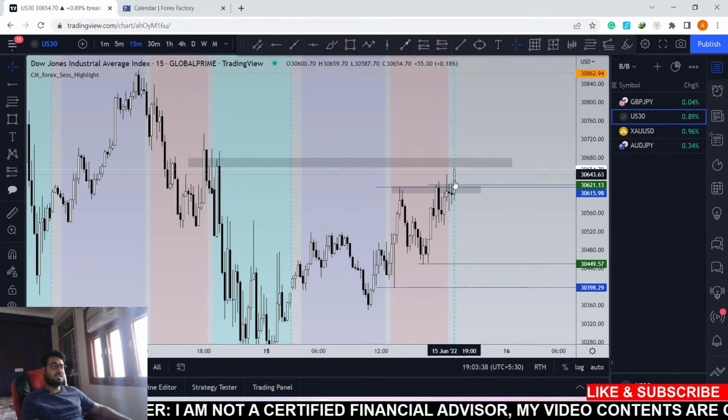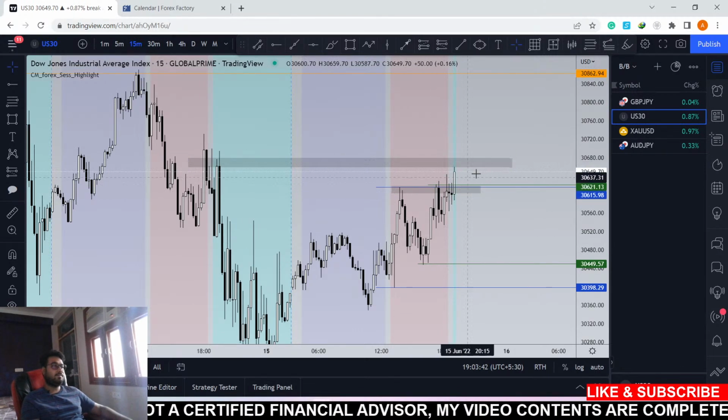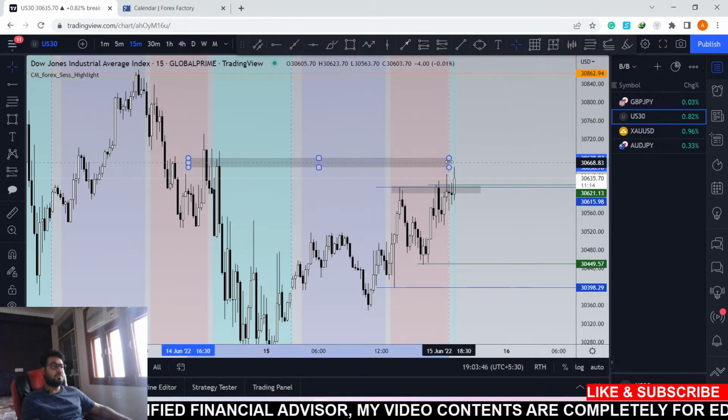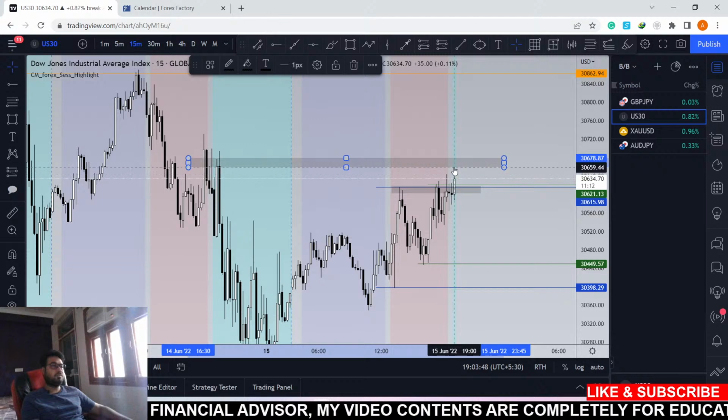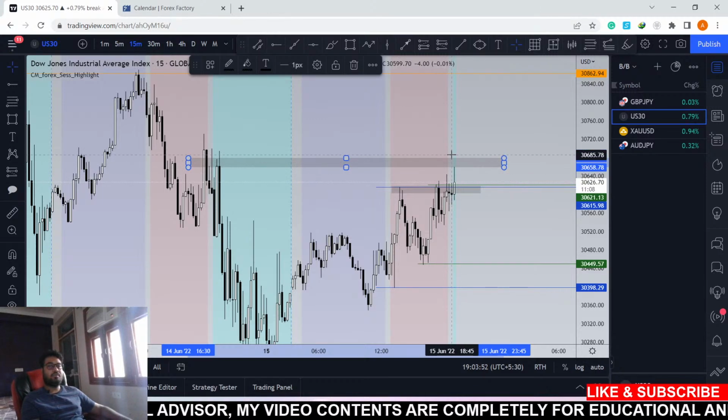After the close of this candle, we can think of taking the trade in USD. I wanted this candle to break all the way at around this area. It'll be a nice move.